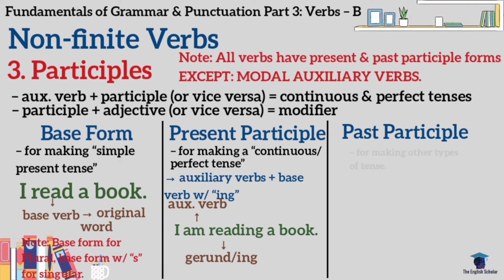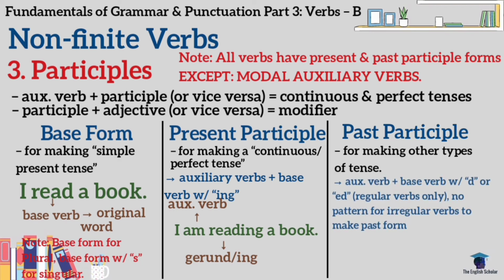Now, we use past participle to form some other types of tenses. The past participle is the base form of the verb plus d or ed for the regular verbs. But for the irregular verbs, it really depends and we have no pattern for that. To continue, if we make read into past participle, it will be read. The spelling is the same, but the pronunciation is different. Please take note of that as well.